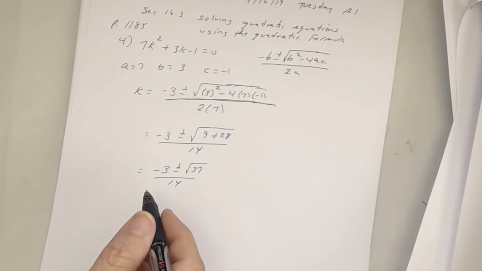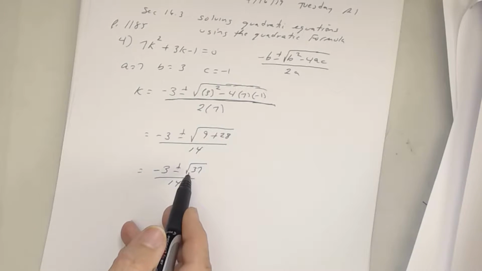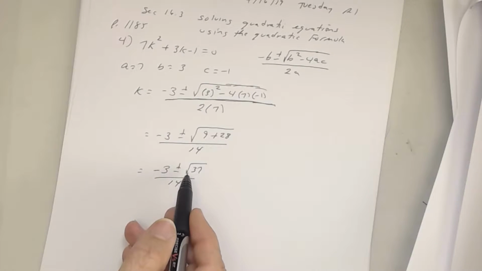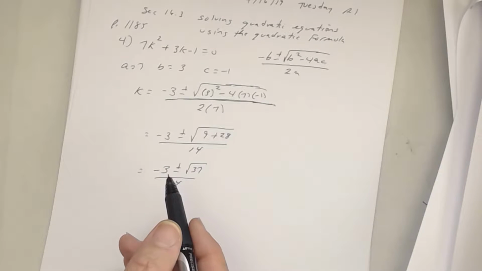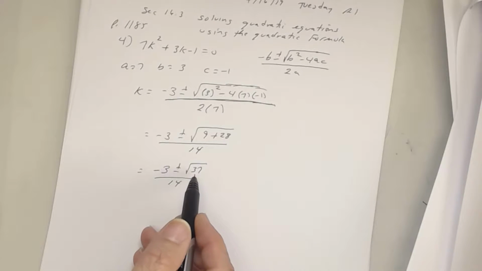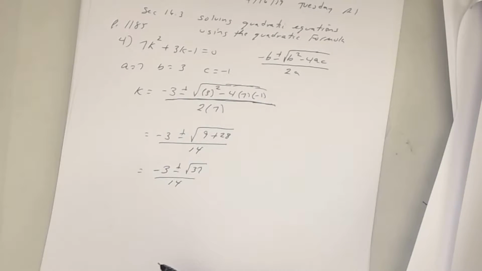Now, if this was the square root of 4, then it would become what kind of number? The square root of 4 is 2. So that's rational. The square root of 37 is not a whole number. It's irrational. If this was the square root of 16, would the solution be rational or irrational? Rational. That goes back to part A.